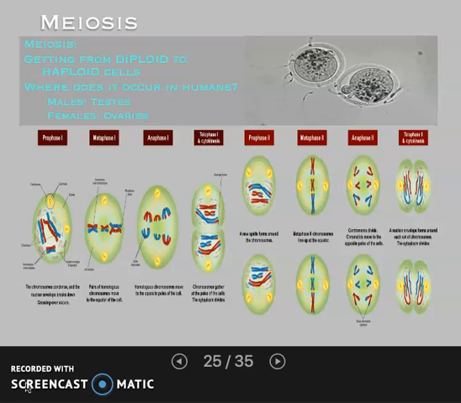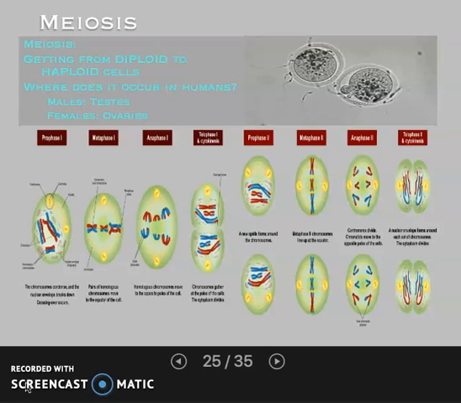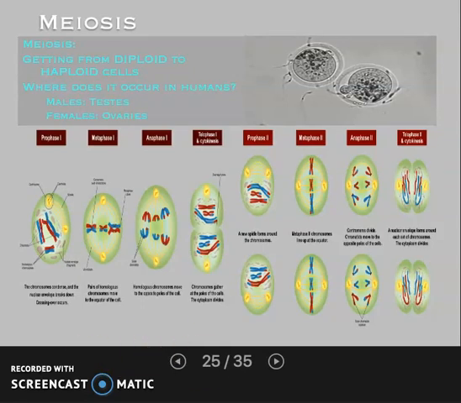And then that happens again. Prophase 2, metaphase 2, the chromosomes line up. Anaphase, telophase 2, they break apart until finally I end up with four new cells. And of course, those cells are going to be gametes, those sperm or those eggs, and you can see those things up top there.